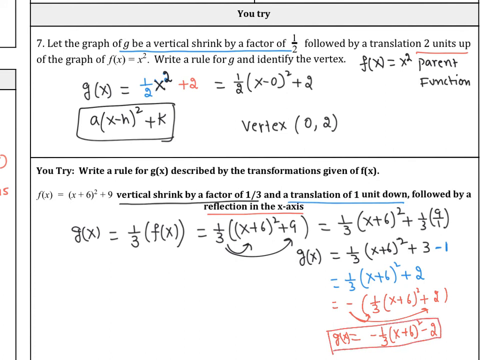And that is your transformation in steps. There are 3 steps. Vertical shrink by 1 over 3: you multiply outside by 1 over 3, distribute inside, and get this function. For translation 1 unit down, you subtract 1, followed by reflection, where you multiply this function by negative 1.